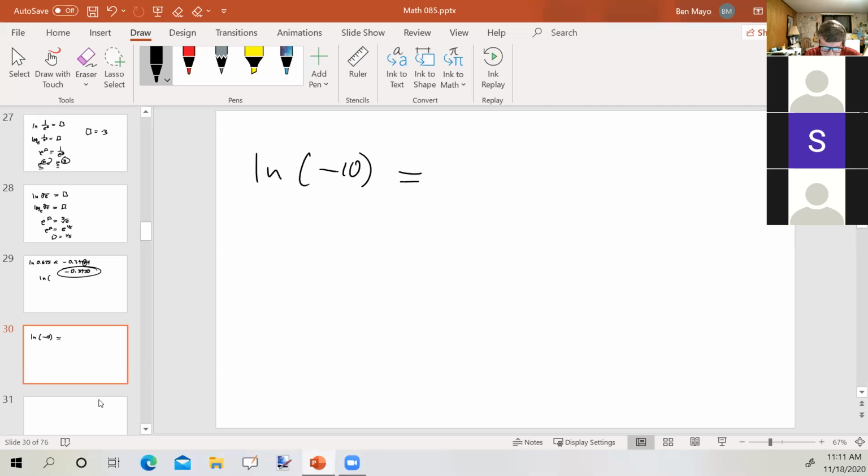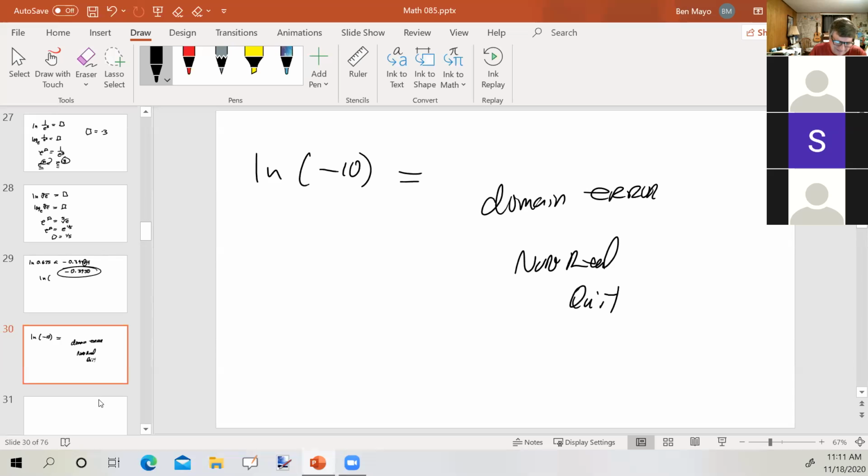Nobody's got their calculator. Well, if we go back to what we talked about yesterday, you can't take a log of a negative number or of 0. So you're going to get something like domain error, or mine says non-real, and then it says quit. So this doesn't work. You can't take the log of a negative number.